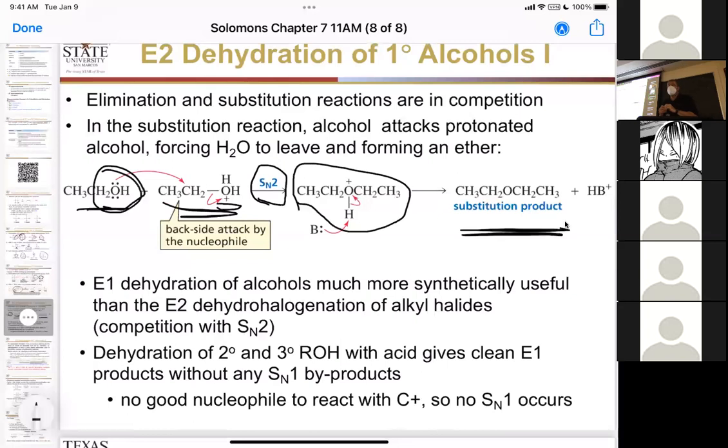Okay, so that makes the E1 dehydration more reliable. It's going to give you the elimination product and no substitution products. But in this case, we will get substitution products on the E2. So we only have to worry about the E2 on primary alcohols. E1 is the secondary and tertiary alcohol. So that makes it a cleaner product with no side product.